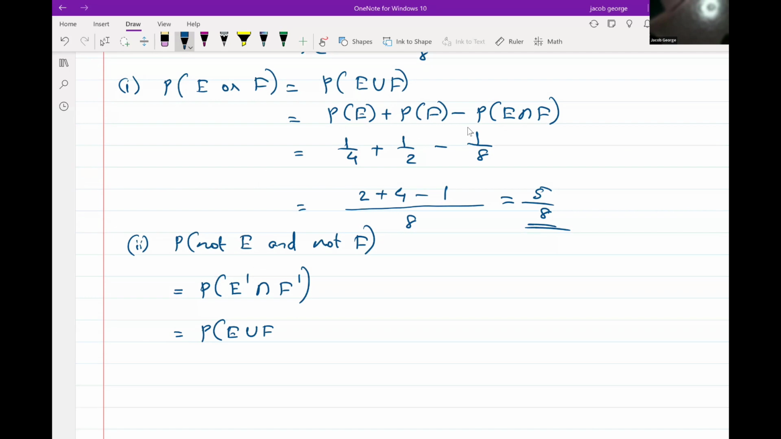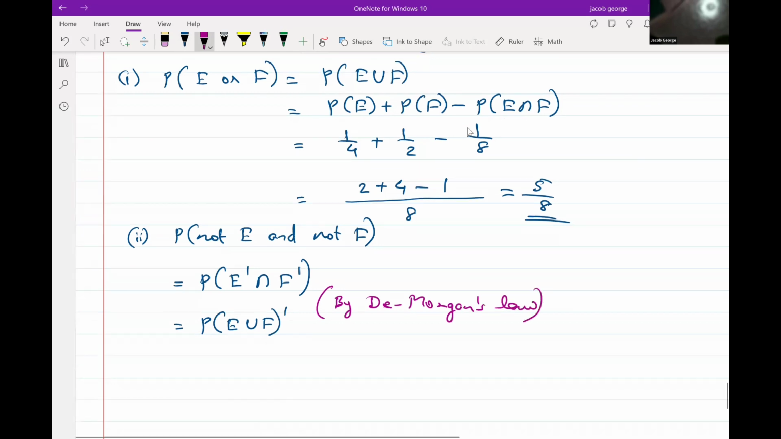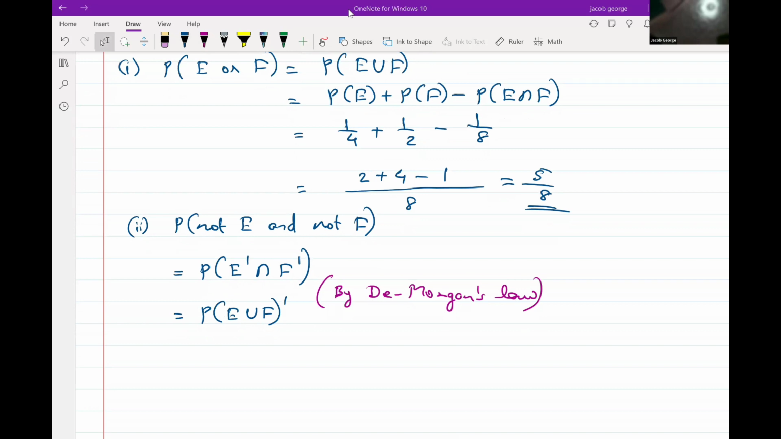In chapter 1, you have studied this as De Morgan's law. By De Morgan's law, we can write E complement intersection F complement as E union F the whole complement. Now, the whole complement, we can write this as 1 minus P of E union F. So this is equal to 1 minus P of E union F.